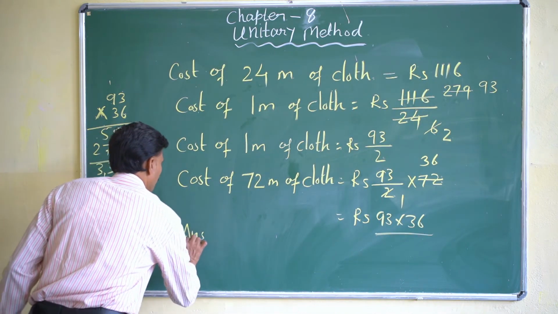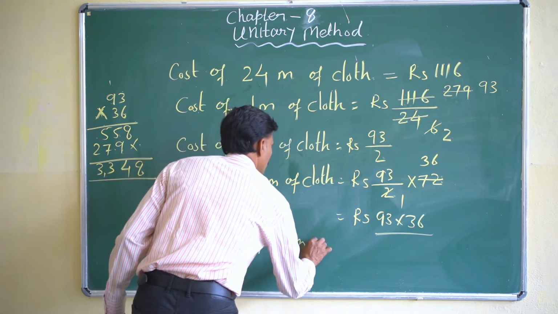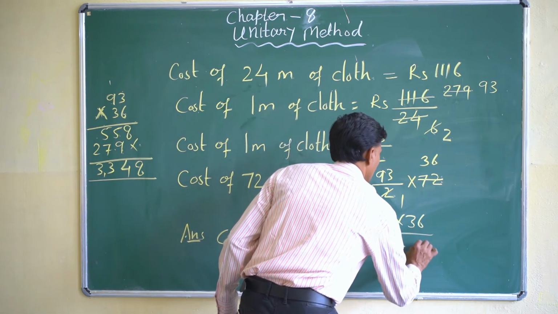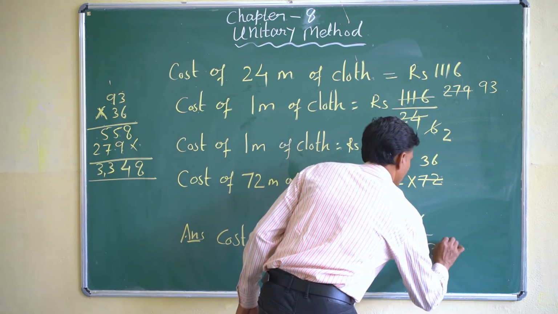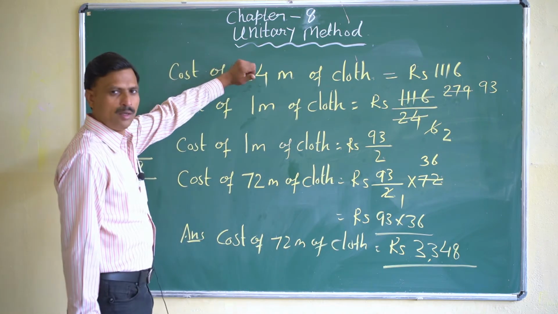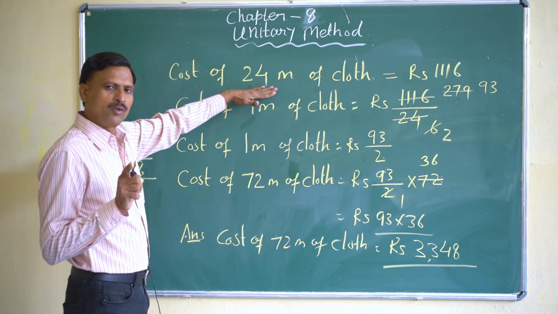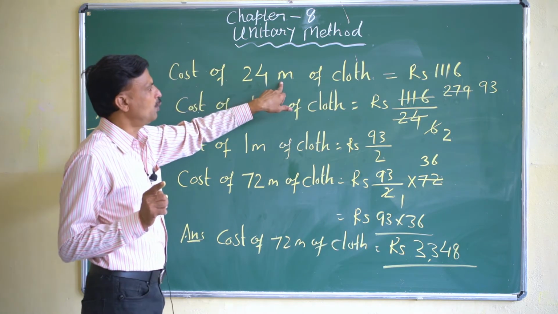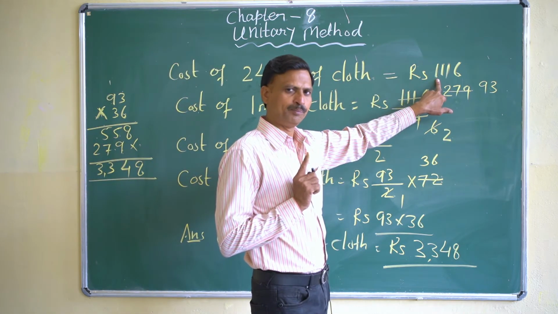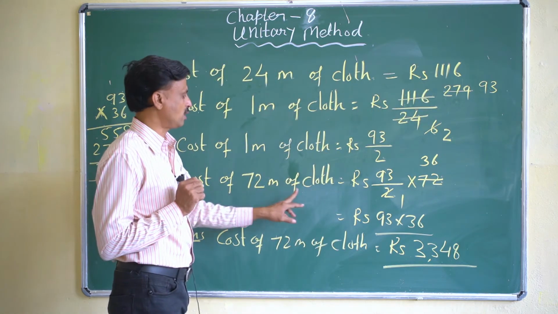So the answer will be the cost of 72 meters of cloth, that is rupees 3,348. Okay, so again see what is given. First the question was given, right? It was given in the question that the cost of 24 meters of cloth is 1116, and we have to find out the cost of 72 meters of cloth.